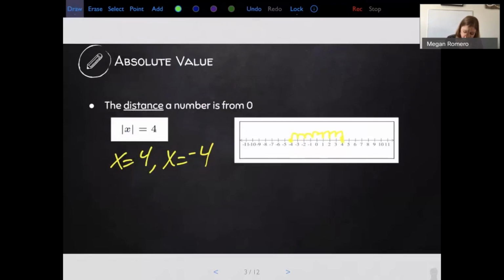If we were to check our answers, we would plug it into the original equation and get 4 equals 4. And if we check -4, we get 4 equals 4 again.